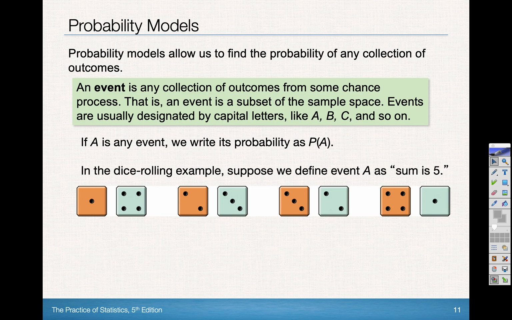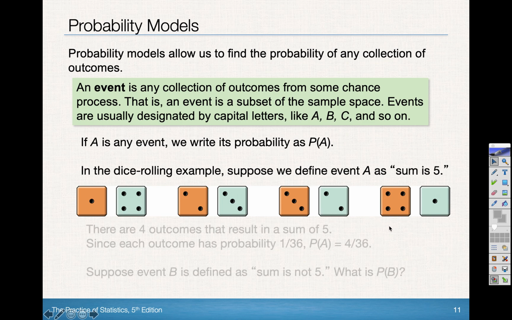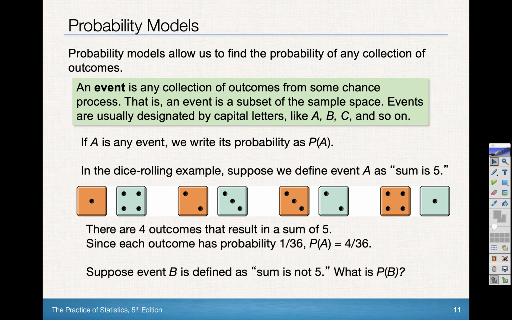So I'm going to look at every possible outcome of getting a sum of 5. It should be a 1 and a 4, a 2 and a 3, a 3 and a 2, and a 4 and a 1. Now I just want to be clear, a 2 and a 3 is different than a 3 and a 2 because these are two distinct dice. Therefore, the probability that event A happens is 4 out of 36, since each outcome is equally likely to occur. If event B is defined as the sum is not 5, then we would be looking at its complement, which would be 1 minus the probability that the sum is 5. So that'd be everything else in the sample space, so that'd be 32 out of 36.